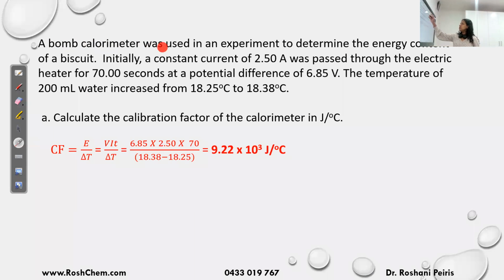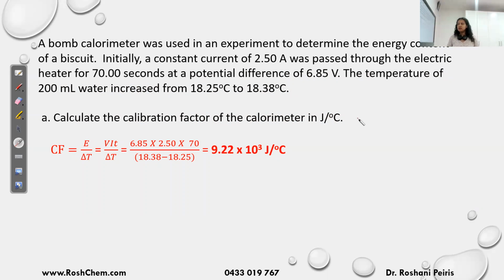A bomb calorimeter was used in an experiment to determine the energy content of a biscuit. Initially, a constant current of 2.5 amps was passed through the electric heater for 70 seconds at a potential difference of 6.85 volt. The temperature of 200 ml water increased from 18.25 degrees to 18.38 degrees. Okay, part A. Calculate the calibration factor of the calorimeter in joules per degrees.